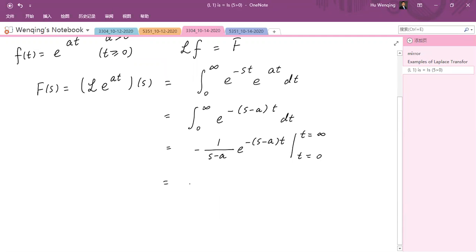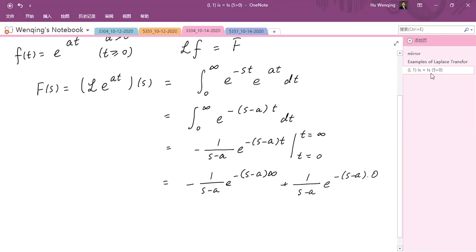And if you calculate this integral, it's minus 1 over (s minus a) e power minus (s minus a)t, where t is equal to infinity. So you're going to replace the t by the infinity here, and then plus 1 over (s minus a) e power minus (s minus a) multiplied by 0. Is that good for everybody? Okay, so that's going to be the scenario.